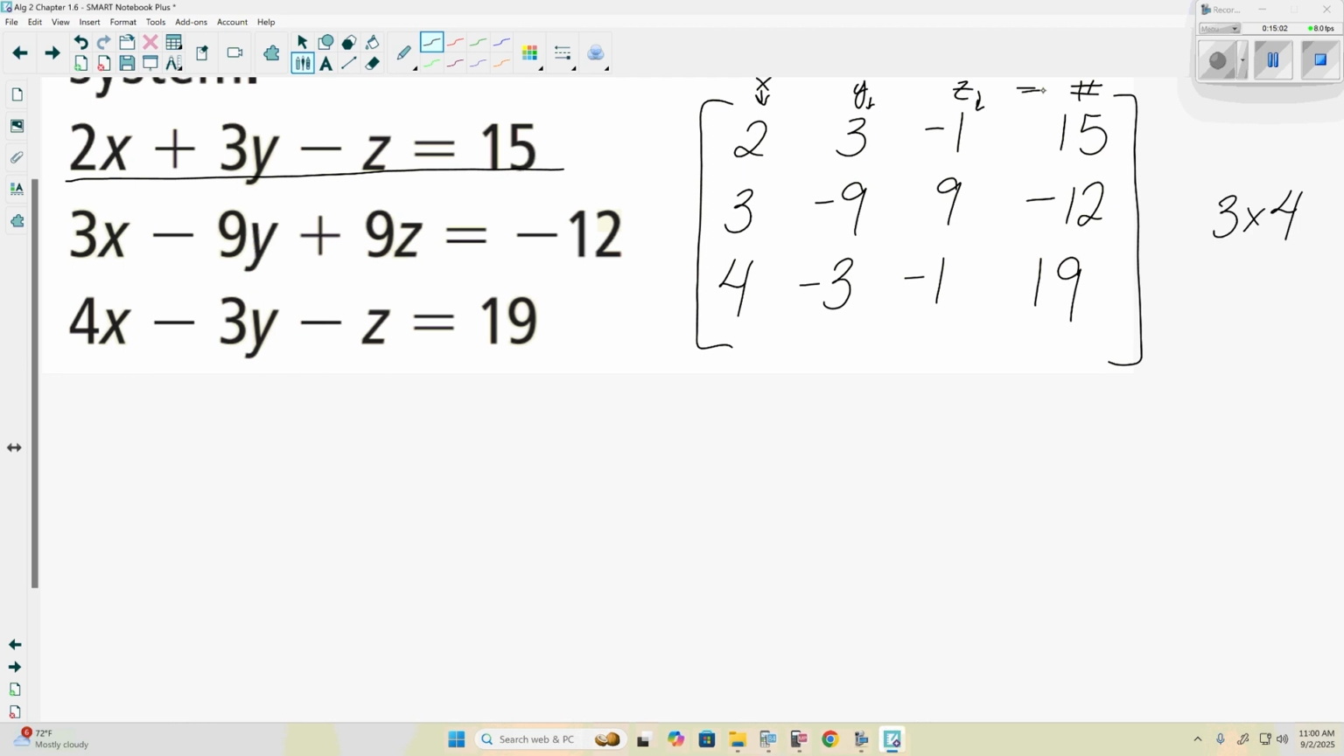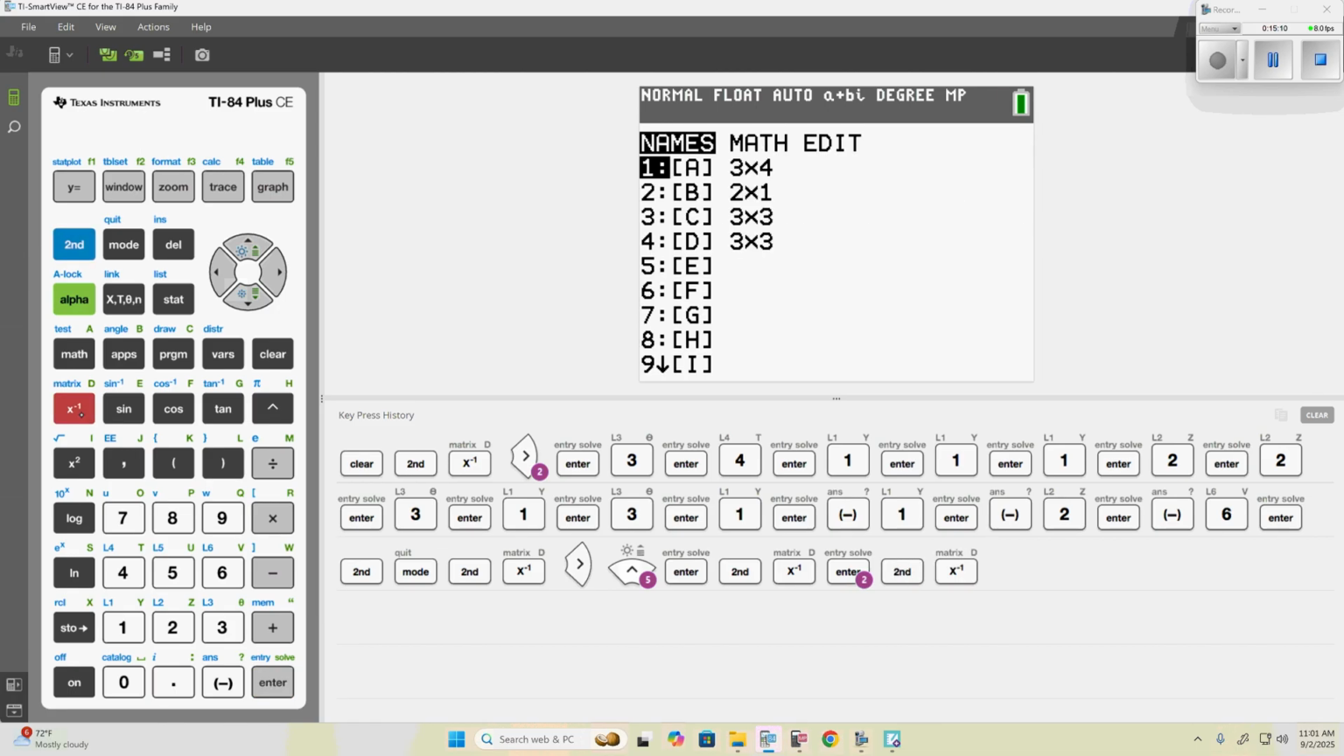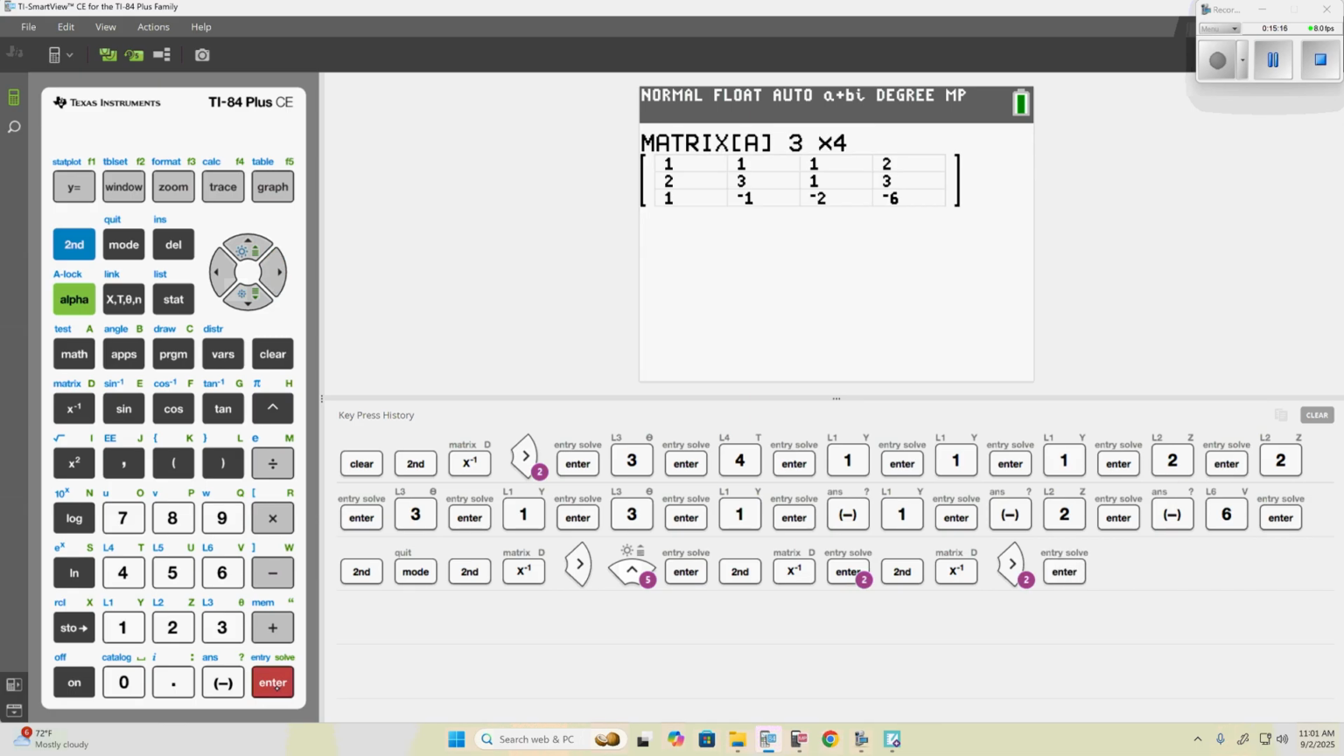Now the next thing we're going to do is grab the graphing calculator. And we need to put this matrix C in. So we're going to go second matrix, over to edit, and hit enter. We're going to type this into the first matrix C. Now we're going to type the coefficients in. But before we do that, we do need to say that it is a 3 by 4, 3 rows, 4 columns.